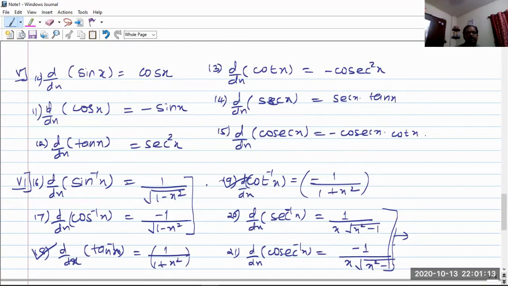Now before that we have seen the derivatives of trigonometric functions, and how to remember them. Again we have some trick to remember those. If we see, again we can make pairs of the functions.